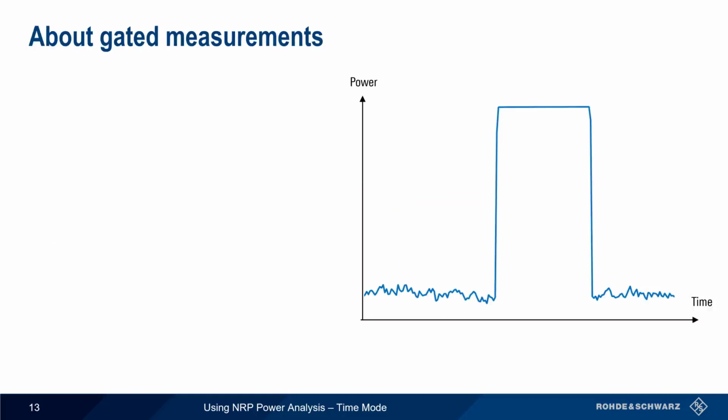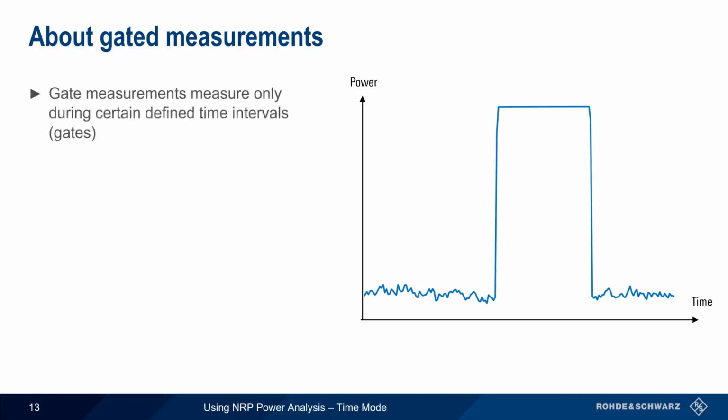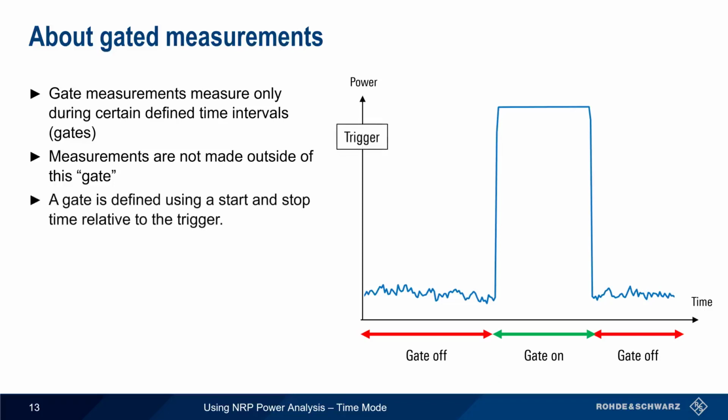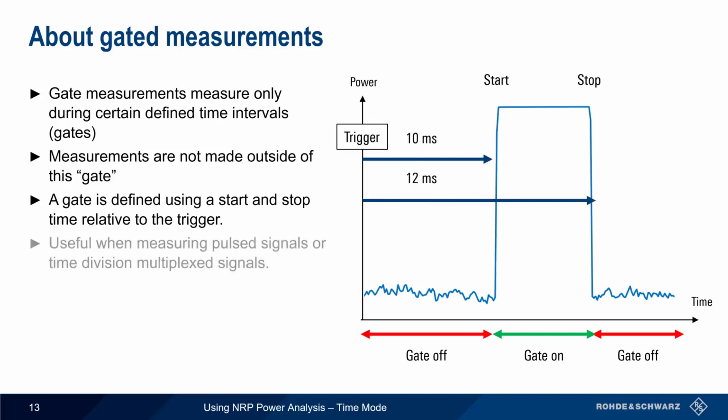The last topic in this presentation on time mode measurements is so-called gated measurements. In gate or gated measurements, we define a certain time interval, called a gate, and only make measurements during this interval. At other times, the gate is off, and no measurements are made. Gates are defined using start and stop times relative to the trigger signal. In this example, we have a gate start time of 10 milliseconds and a gate stop time of 12 milliseconds. Gated measurements are particularly useful when measuring pulse signals or signals that are assigned to time slots.